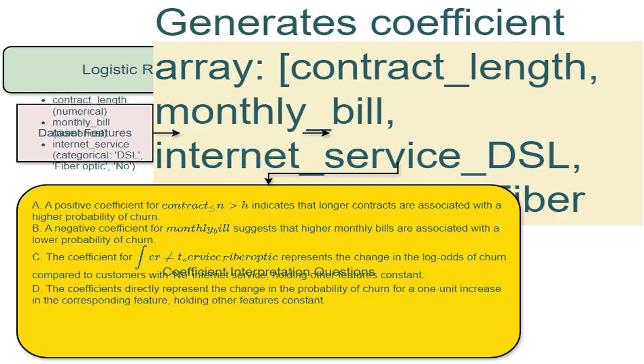In your case, I see that you have the coefficients for contract_length, monthly_bill, internet_service_DSL and internet_service_fiber optic. Each coefficient shows the impact of that feature on the log odds of churn.